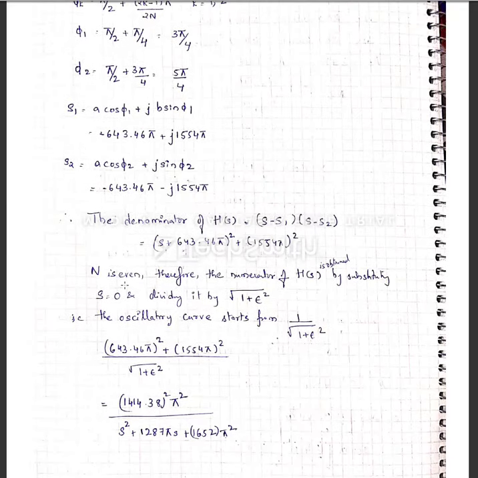Now since our N is even, what are we doing? This is the denominator. In order to find the numerator, whatever we have obtained in the denominator, wherever you have the s term, you make it 0 and divide this value by root over 1 plus epsilon square. When you do this, you will get 1414.38 whole square pi square. This becomes your numerator. So your transfer function H of s is numerator by denominator: the numerator you obtained from this, the denominator from this. This is the same as this, this is the expanded one.